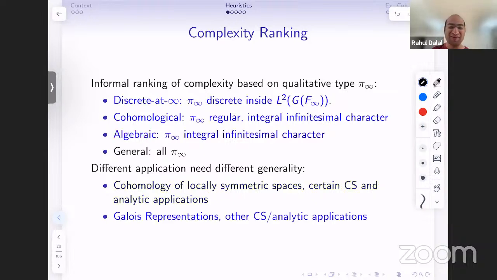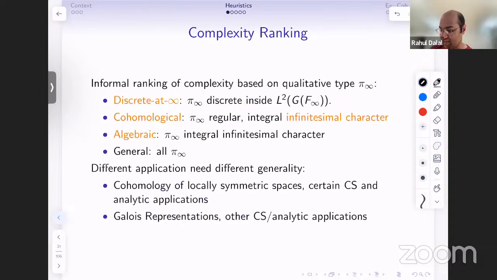If you care about Galois representations and number theory, then you also have to care about the algebraic ones. So you're much less happy in this case if these are the applications that you want. The automorphic problems become a lot harder. And some of the analytic applications, or maybe some of the fancy computer science applications, also need you to go down here.